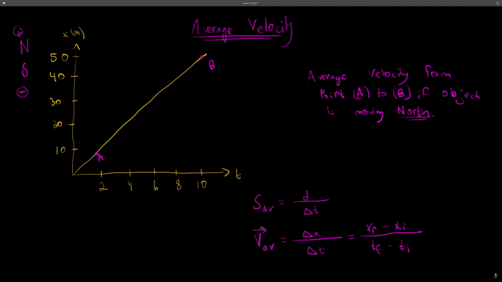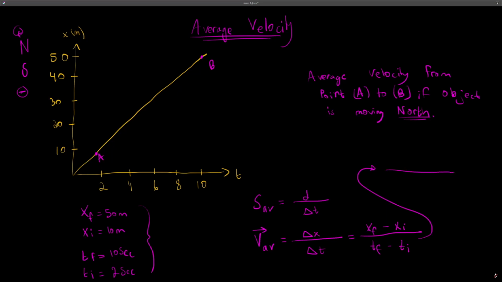Now with all this said, let's calculate the average velocity from point A to B. Now we can simply list all the points out, so let's do that. X final is equal to 50 meters. X initial is equal to 10 meters. T final is equal to 10 seconds, and T initial is equal to 2 seconds. So with these values, let's input them into the formula.